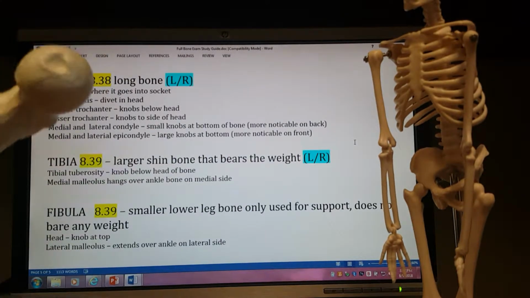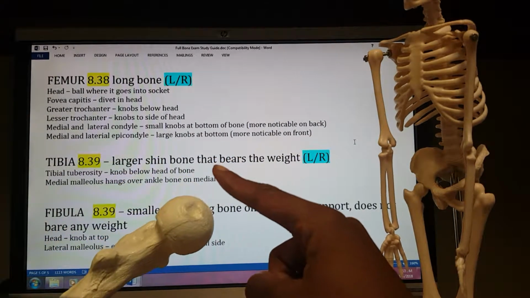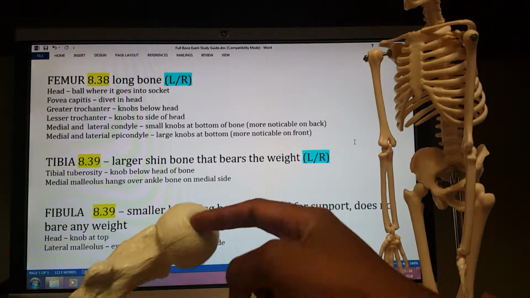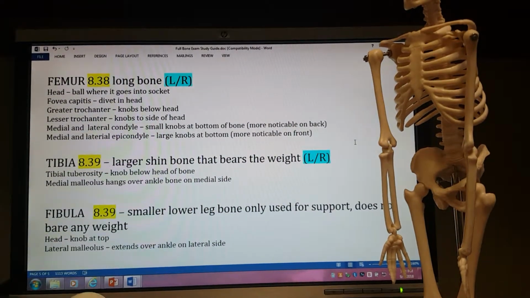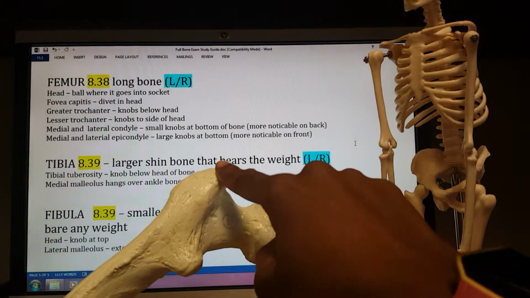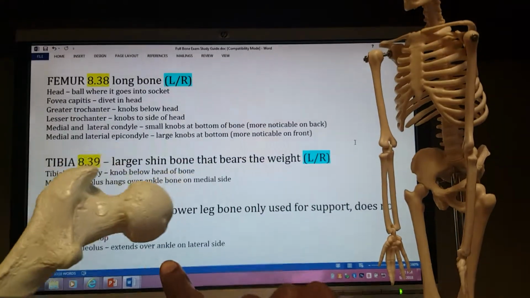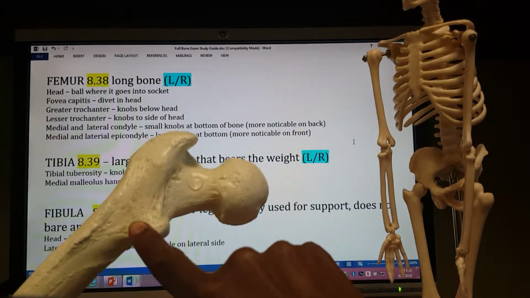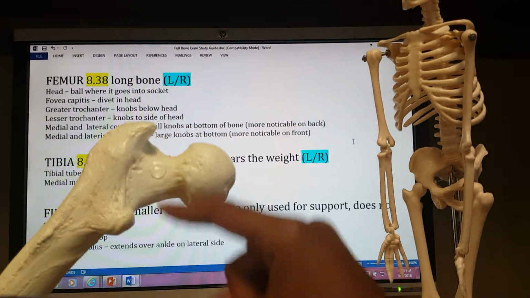Okay, so again, head, ball portion that goes into the socket. Inside that ball portion or the head of the femur is the fovea capitis. So this little divot in the head is where a tendon connects. Other features to know, so you have your greater and lesser trochanter, which are unique to your femur. So here we have one trochanter, that's your greater one, so the larger one, again, being more superior as well. And your lesser trochanter, which is smaller and also inferior with your greater trochanter.